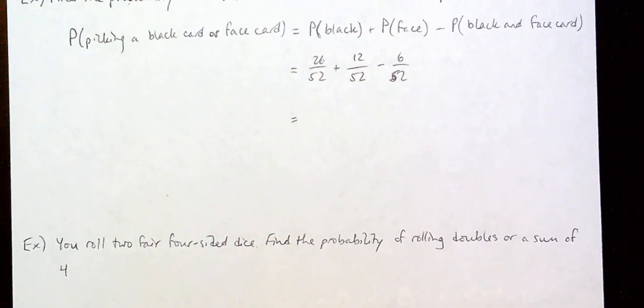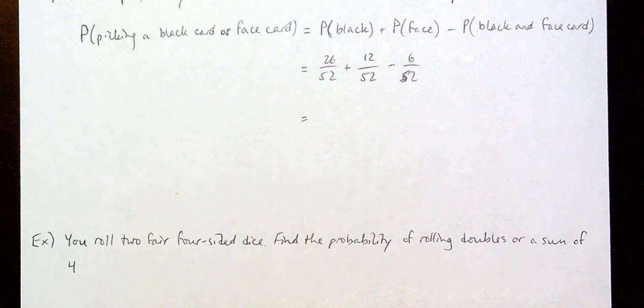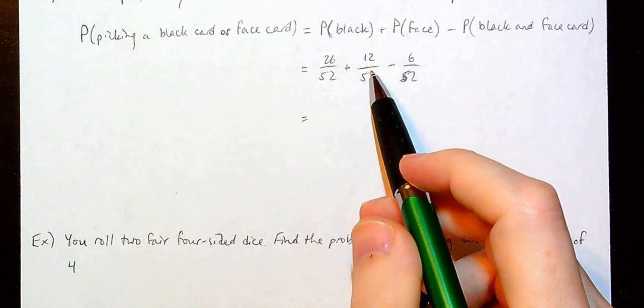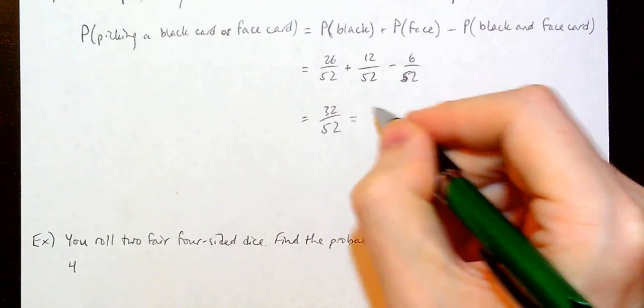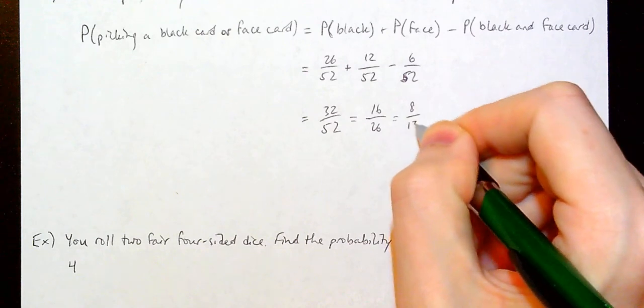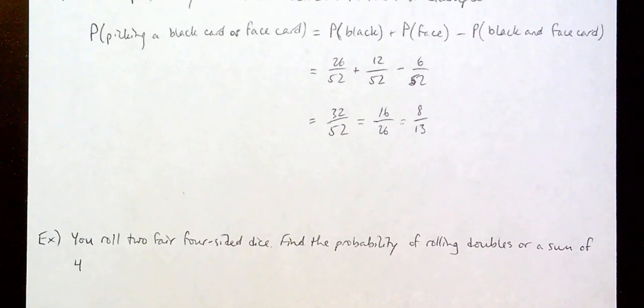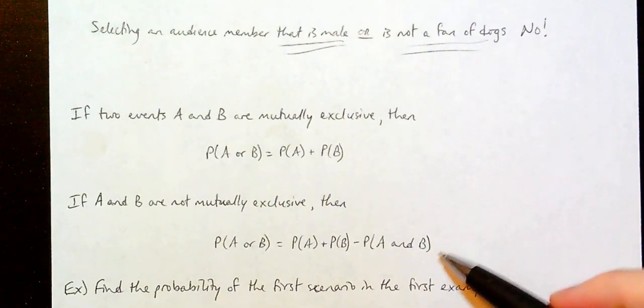So now let's take the sum and difference of these fractions. The bottoms are all the same, so we just add or subtract the tops. 26 plus 12 is 38, minus 6 is 32 divided by 52. And that gives me 16 over 26, or 8 over 13. So that's the probability of picking a black card or a face card. So we can see how this formula got used, how that extra piece comes into it.